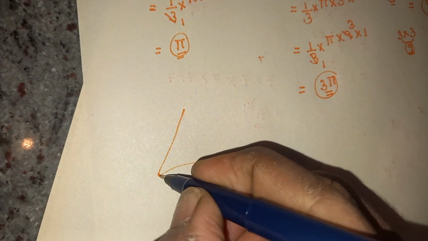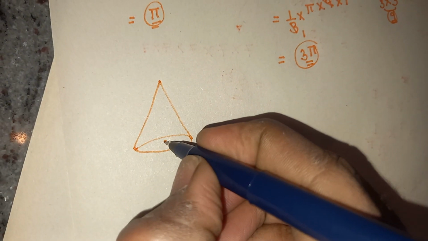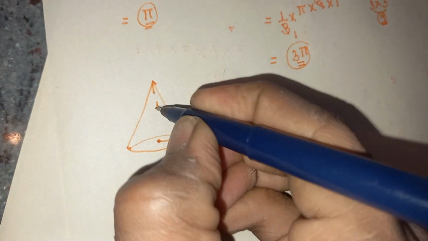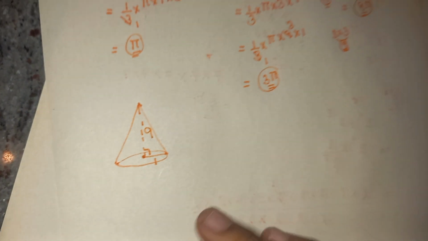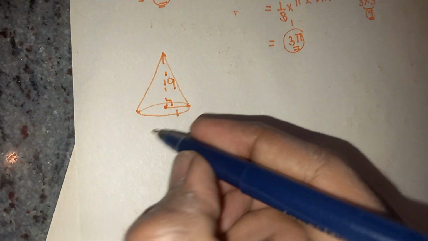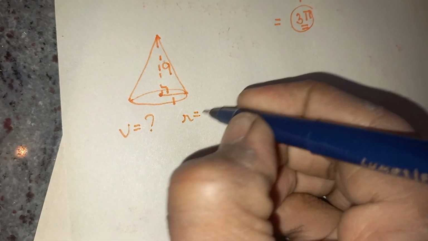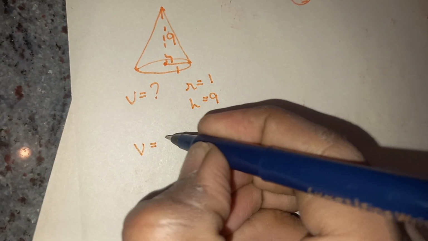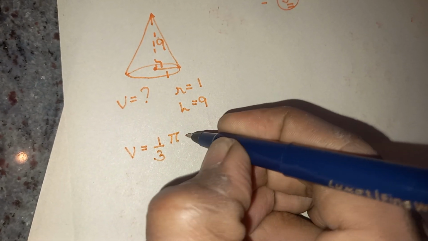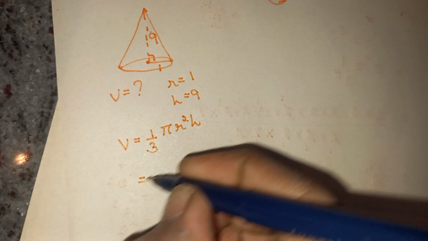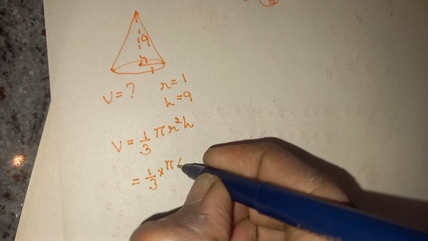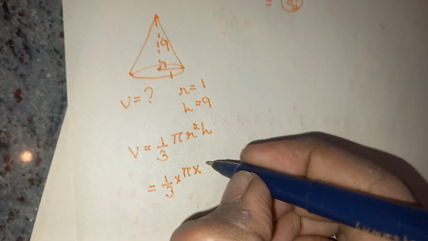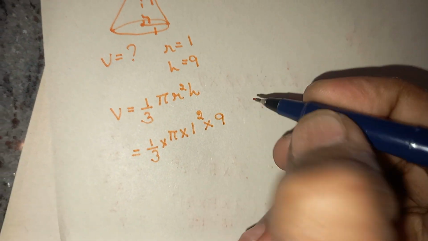Let's take another cone. In this cone they have given the radius as 1 unit and the perpendicular height as 9 units. Here also you need to find out the volume of the cone. Volume of cone is 1 by 3 pi r square h. So it becomes 1 by 3 times pi times the radius, 1 unit, so 1 square, times the perpendicular height, 9 units.